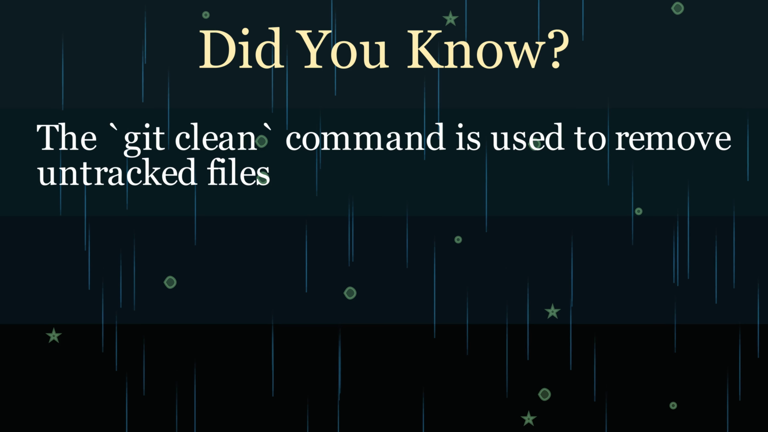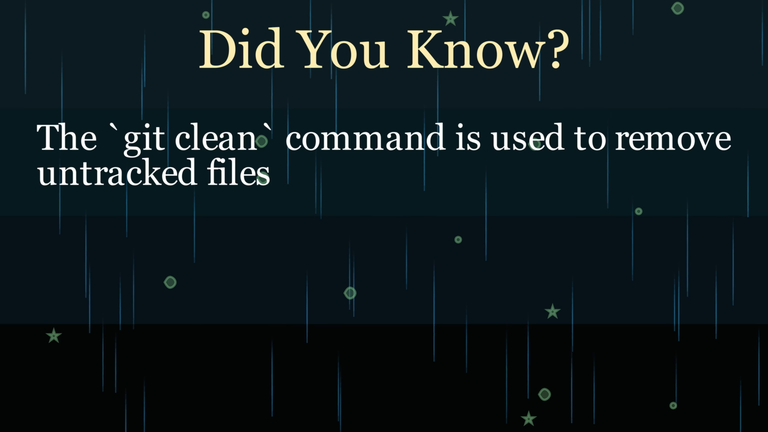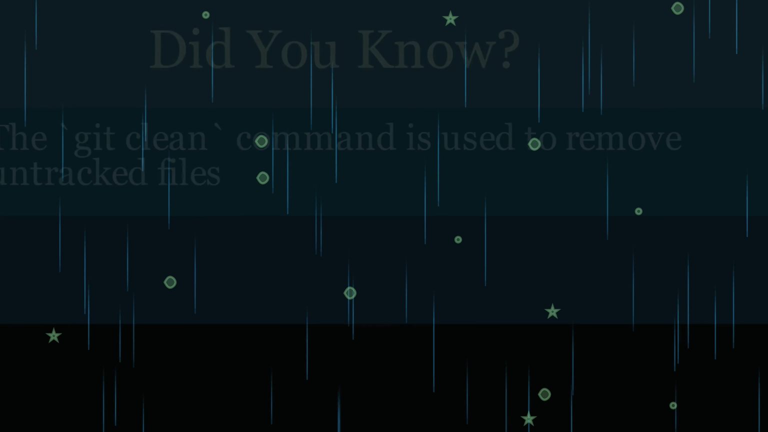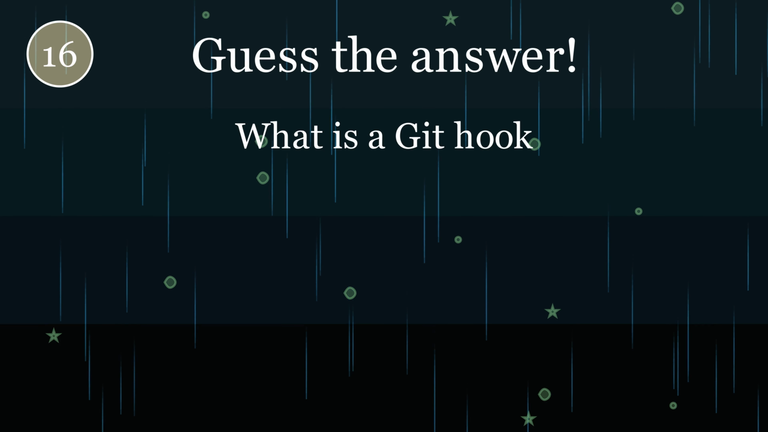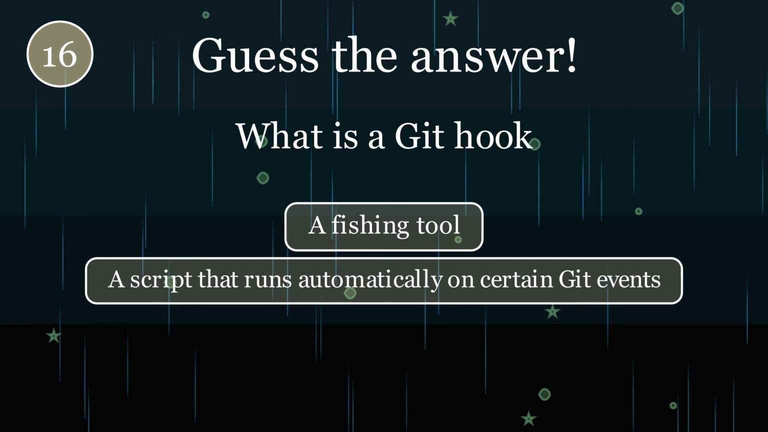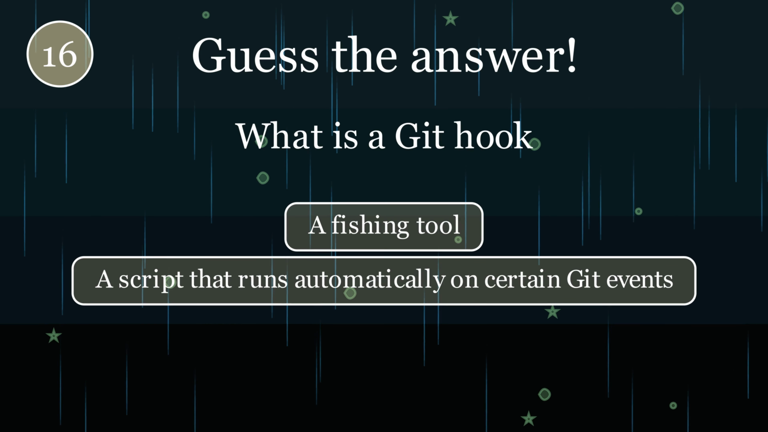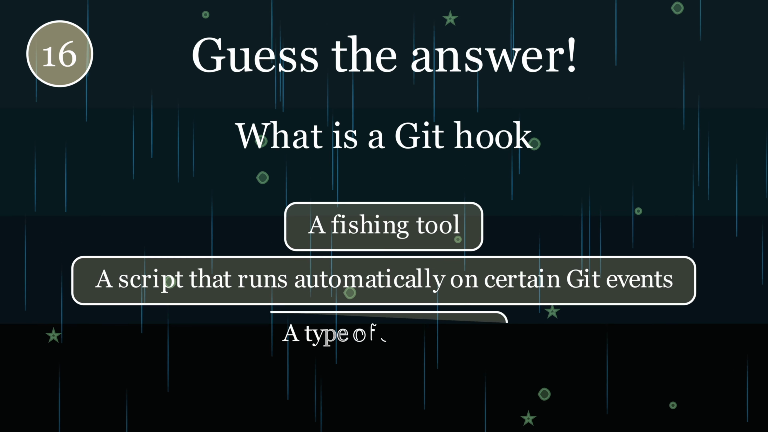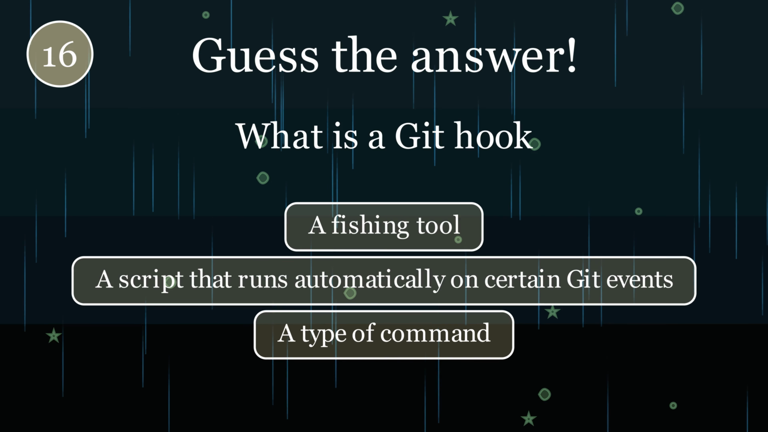Here's an interesting fact: the git clean command is used to remove untracked files. What is a git hook? A phishing tool, a script that runs automatically on certain Git events, a type of command.